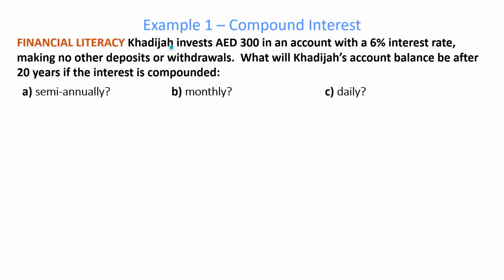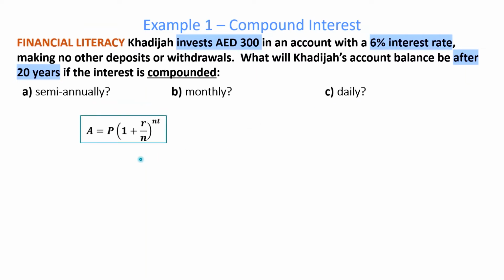So in example 1, Khadija invests 300 dirhams in an account with a 6% interest rate, making no other deposits or withdrawals. So no extra money is put into the account and no money is taken out of the account. What will Khadija's account balance be after 20 years if the interest is compounded semi-annually, monthly or daily? So the first thing we'll do is we'll highlight the key bits of information like so, and we'll write down the formula for compound interest. So we'll begin by looking at part A.